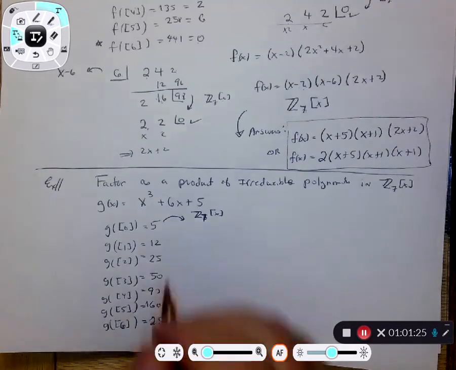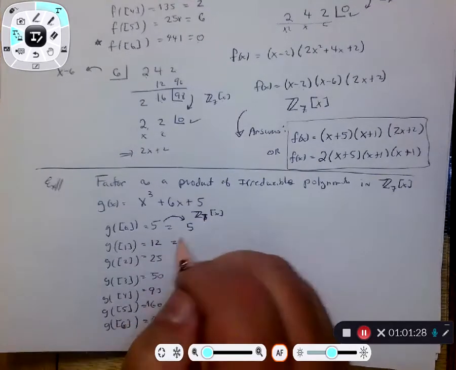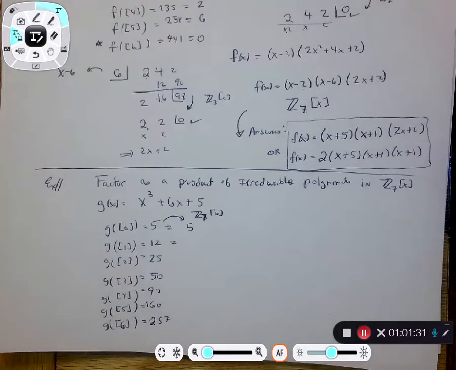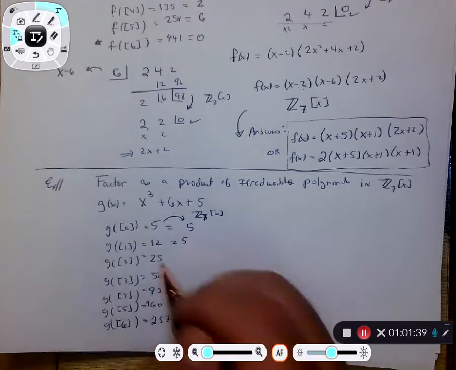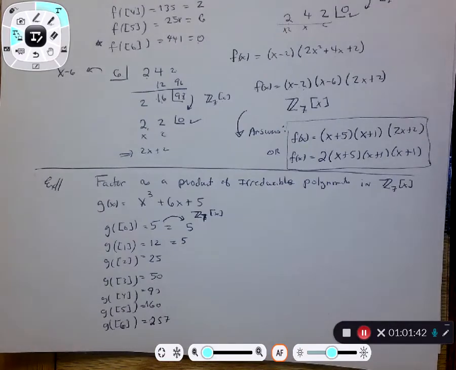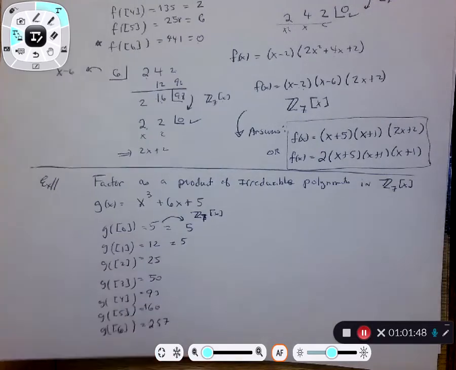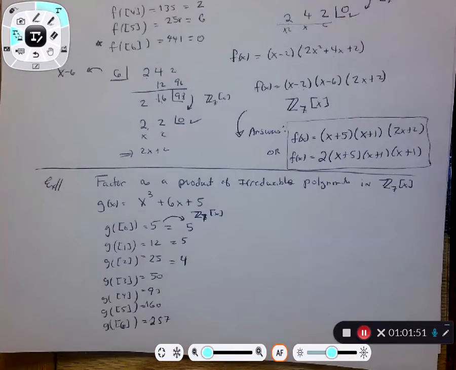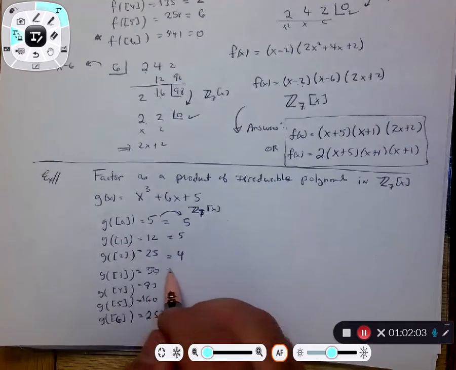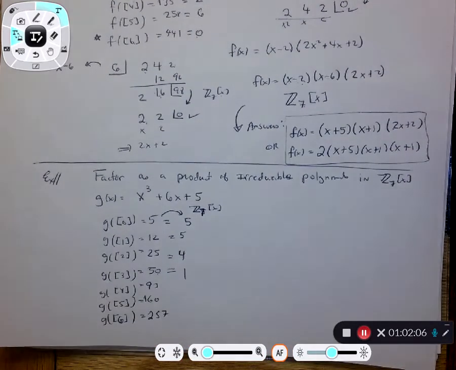So 5 is good, and it's not a 0. 12, subtract 7, you end up getting 5 again. Just want to double check myself here. 25: the multiple of 7 not going over 25 would be 21, and 25 minus 21 is 4. 50: 7 times 7 is 49, so we get 50 with 1 left over as remainder. So 50 is equivalent to 1 in Z7.